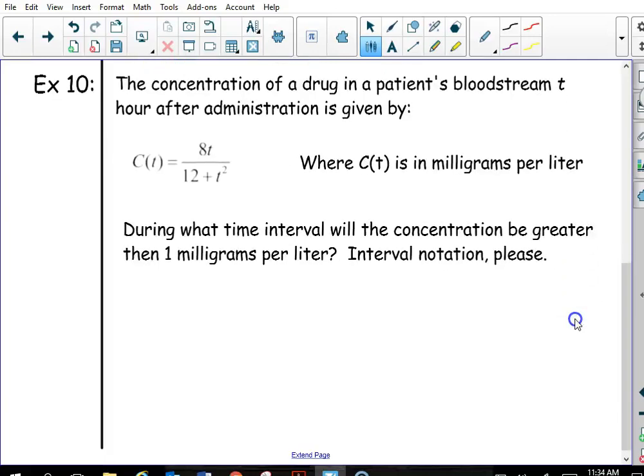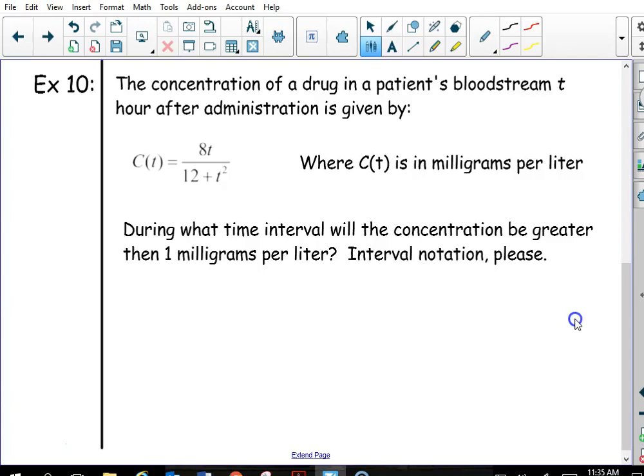Concentration of a drug in a patient's bloodstream, T hours after administration, is given by this function. It's a rational function. C of T is in milligrams per liter. Don't know if we really need to know that. During what time interval will the concentration be greater than 1 milligram per liter?